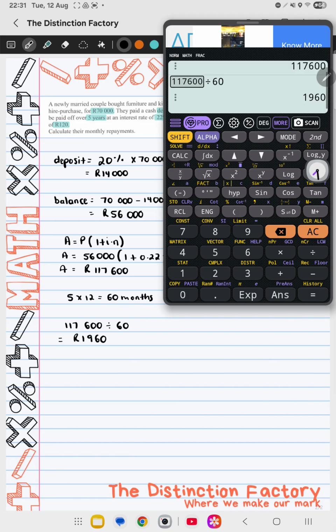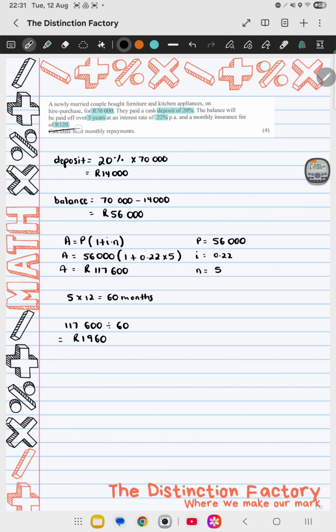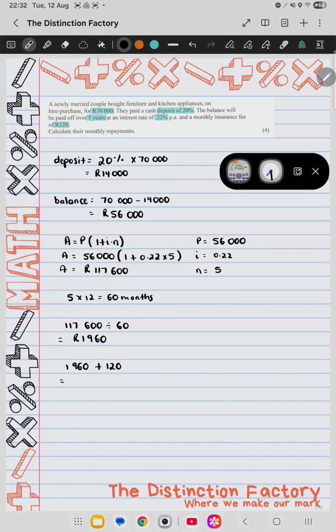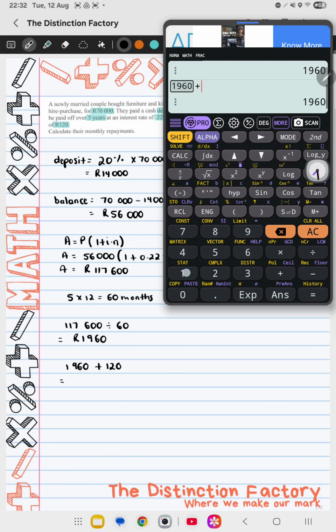However, we should not forget that there is an insurance that needs to be paid as well of 120 Rand. So we'll take the 1,960 and add the insurance premium on top of that. So this means that for the next 60 months, they will be paying 2,080 Rand per month.